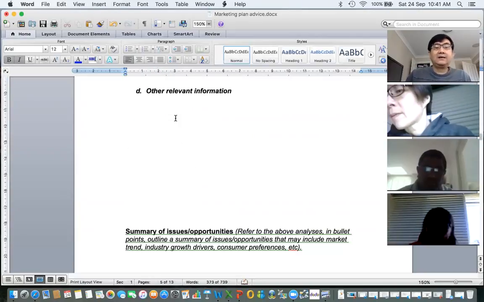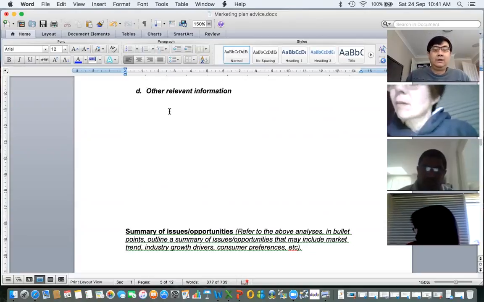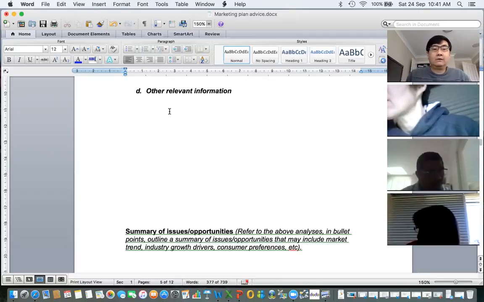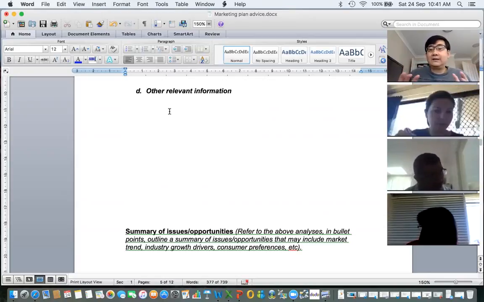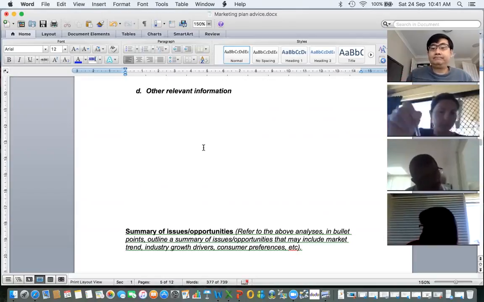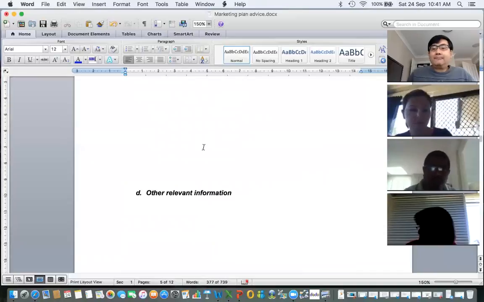The next thing is other relevant information. If you have any relevant information, like your business structure, or you hear that a competitor is going to launch this and that, you put it here. Do not delete that section. Are we clear with that, guys?